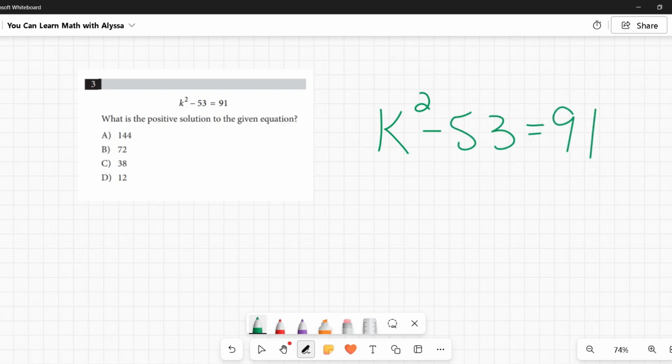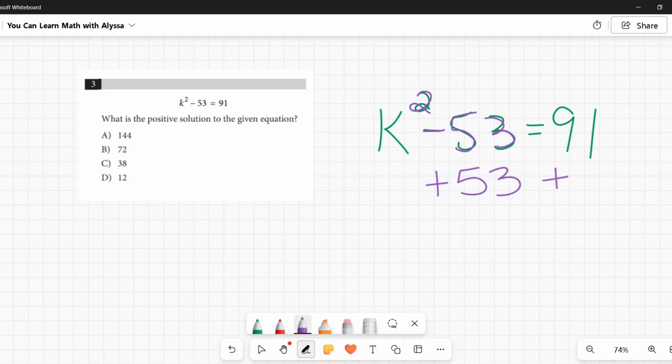We're trying to solve for k, so we want to undo what's been done to it. K has been squared, and then 53 was subtracted. So we're going to undo that in reverse order. So I'm going to undo that subtraction first, do the opposite of that, which is adding.